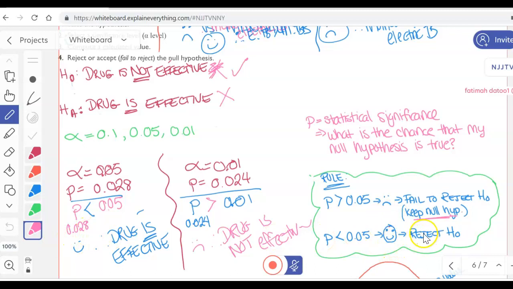Because when we're happy, we reject the null hypothesis. We say X to this, and we say yay to this, that the drug is effective. So this is important. Remember this for your test, because I will be giving you examples such as this, where you will have to identify whether the drug is effective or not effective. You will have to identify whether to fail to reject the null hypothesis or to reject the null hypothesis. Okay? Good luck with this.